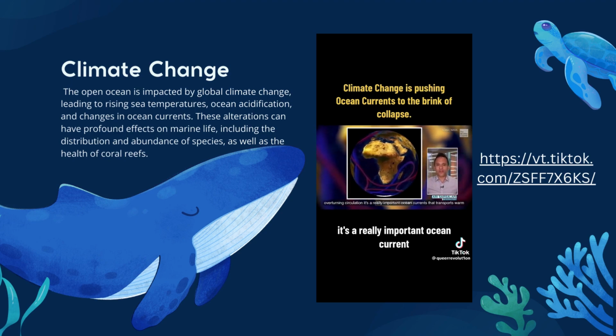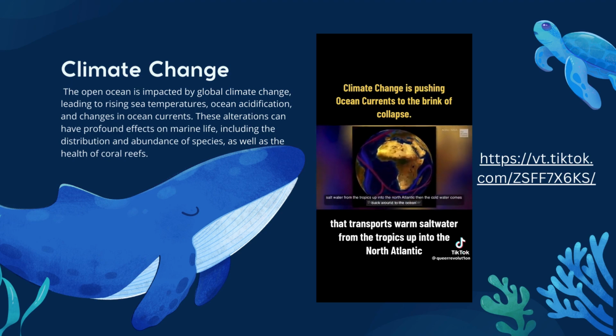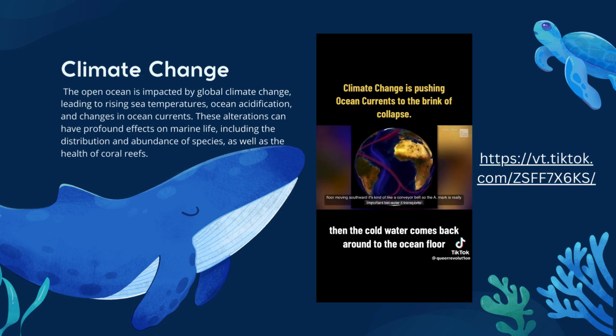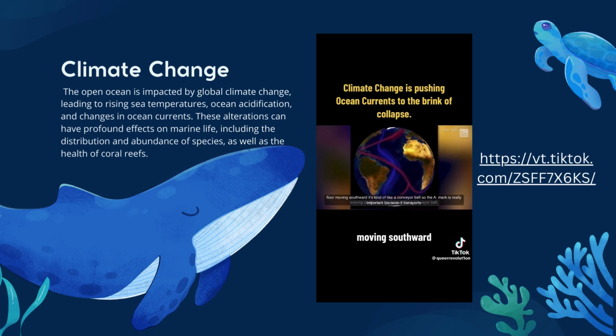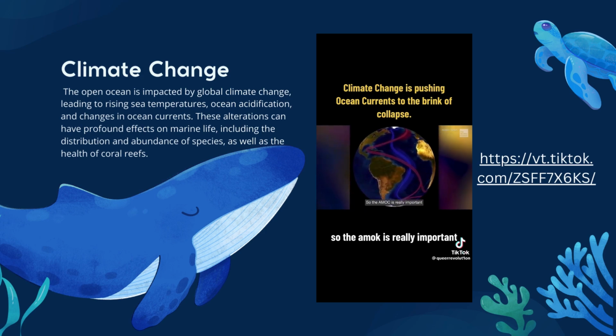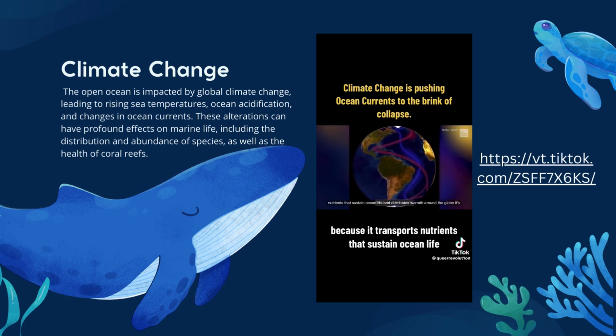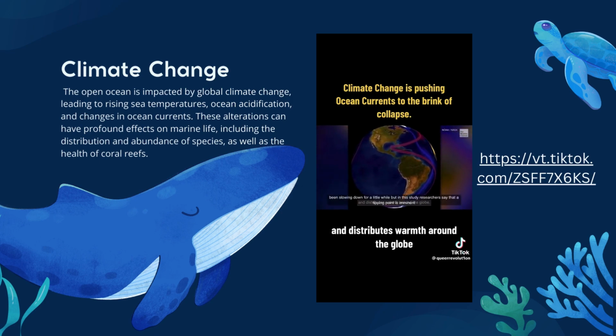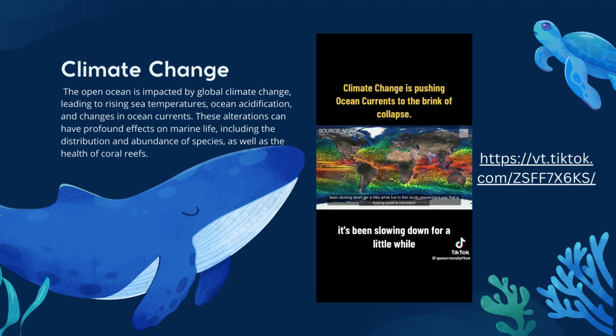It's a really important ocean current that transports warm saltwater from the tropics up into the North Atlantic. Then the cold water comes back around to the ocean floor moving southward. It's kind of like a conveyor belt. So the AMOC is really important because it transports nutrients that sustain ocean life and distributes warmth around the globe. It's been slowing down for a little while, but in this study, researchers say that a tipping point is imminent if global temperatures continue to rise, and the current could stop completely.